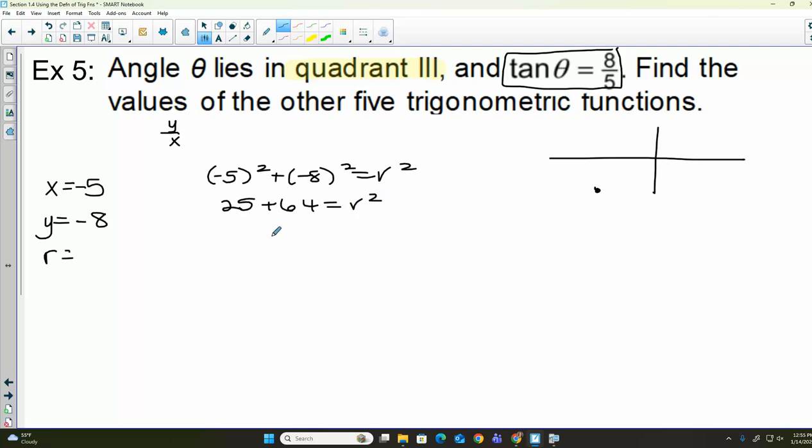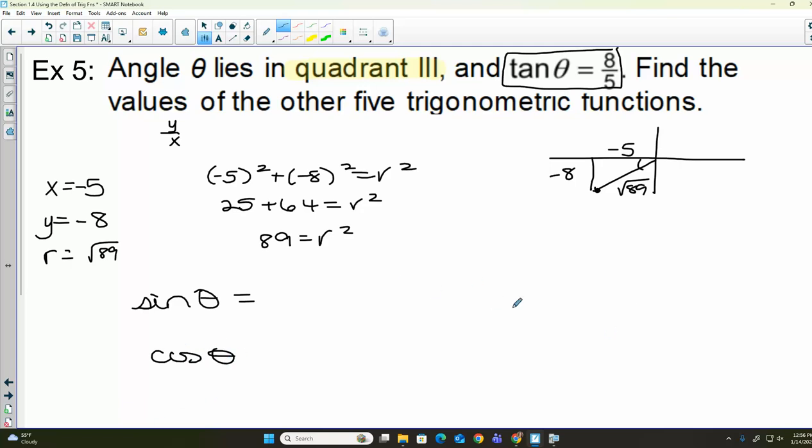So we get radical 89. Is that divisible by any perfect squares? No. Okay, so some of you are really confident in the x, y, and r definition, which is awesome. You're ready to go. If you are using SOHCAHTOA, no problem. Take a second and draw your picture. We said our x was negative 5. Our y was negative 8, and our r is radical 89.